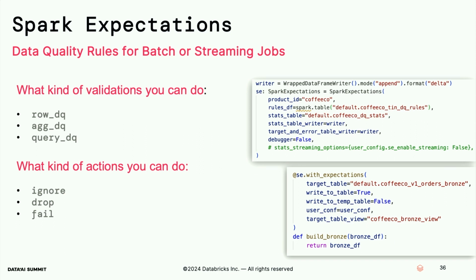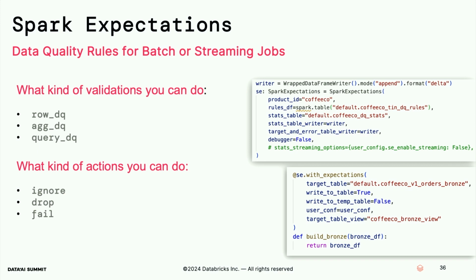And the query DQ is for things like referential integrity checks. You may want to join with other tables, or check conditional validations joining multiple tables, and check whether the result is a Boolean value, true or false. The output of all of these validations should be a Boolean value.